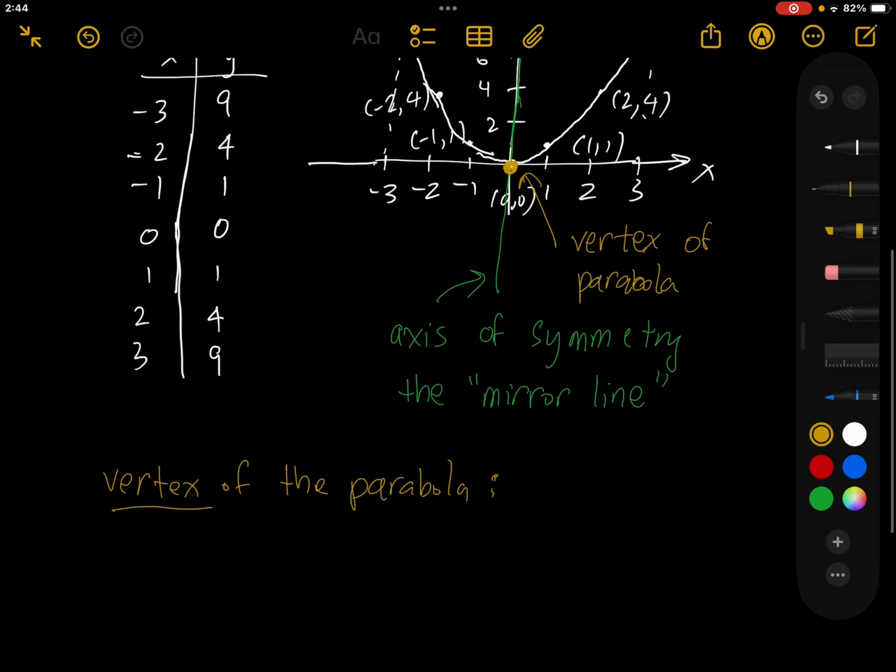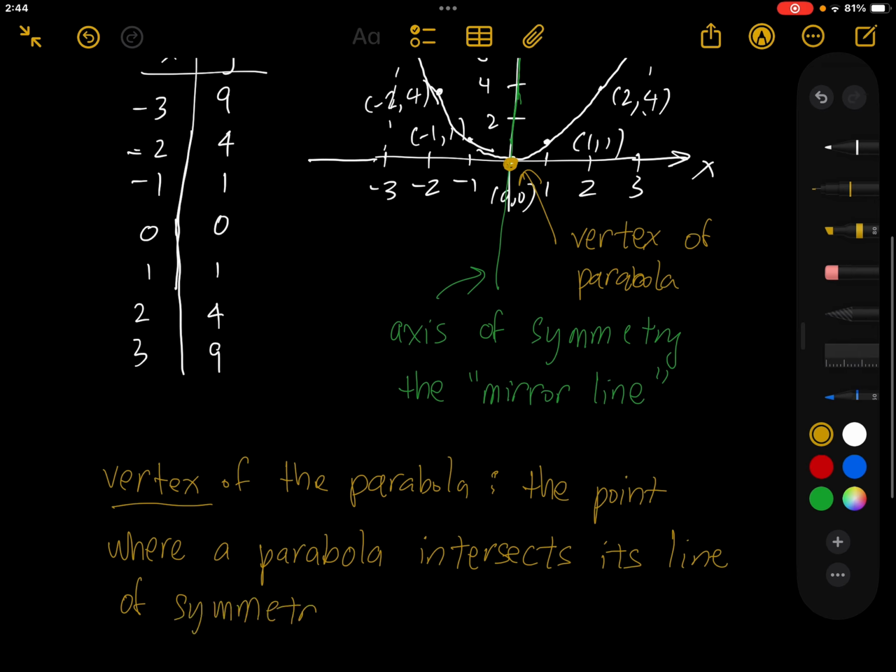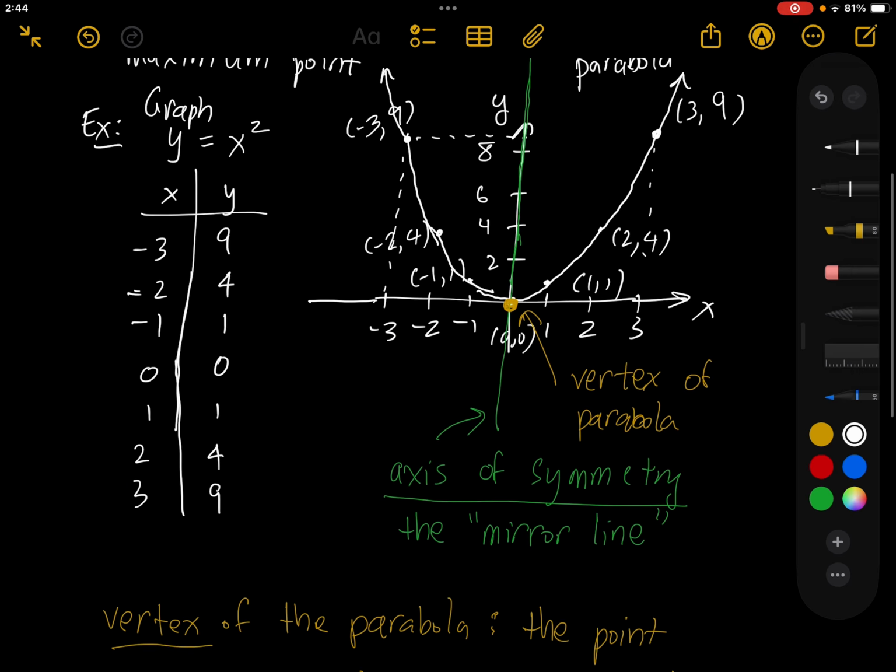is defined to be the point where a parabola intersects its line of symmetry. So there's the axis of symmetry, that's a line, and then there's a vertex, which is a point on the parabola where the parabola meets the line. So that's y equals x squared.